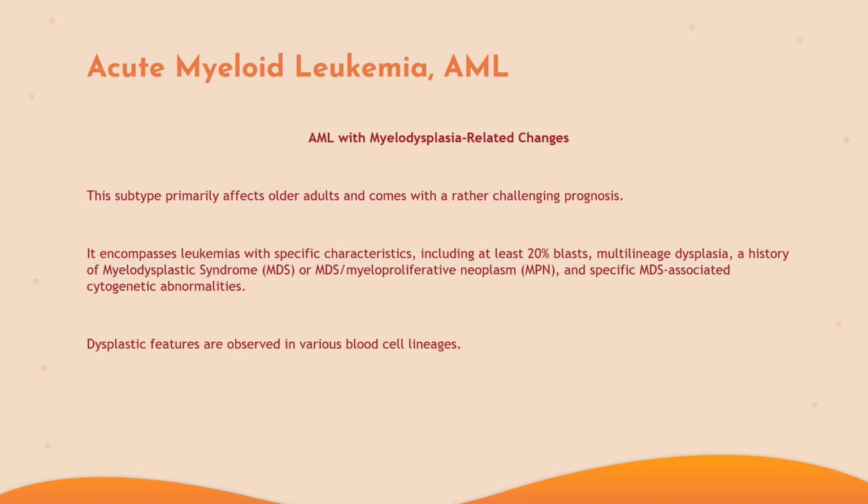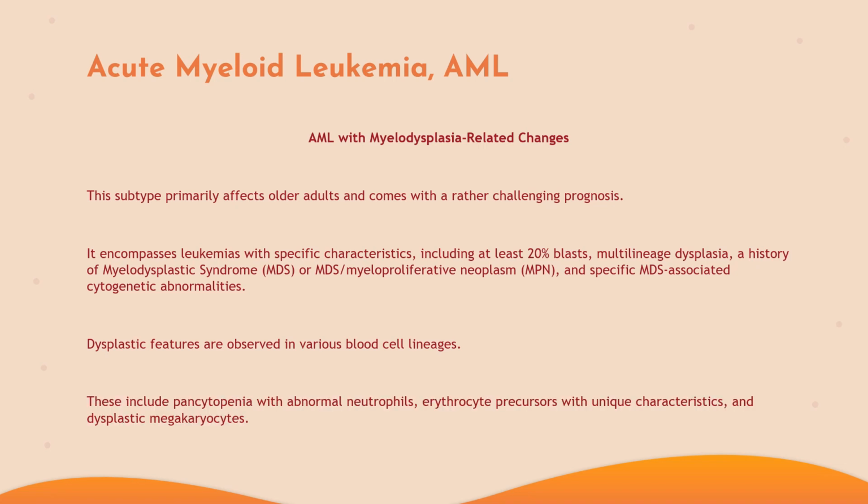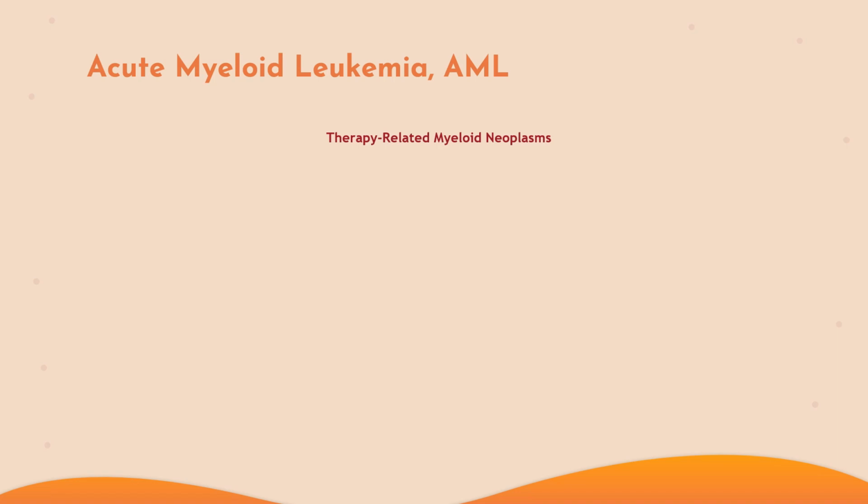Dysplastic features are observed in various blood cell lineages. These include pancytopenia with abnormal neutrophils, erythrocyte precursors with unique characteristics, and dysplastic megakaryocytes. Moving on to therapy-related myeloid neoplasms, these arise as a result of treatment with certain agents and account for a significant percentage of AML cases.